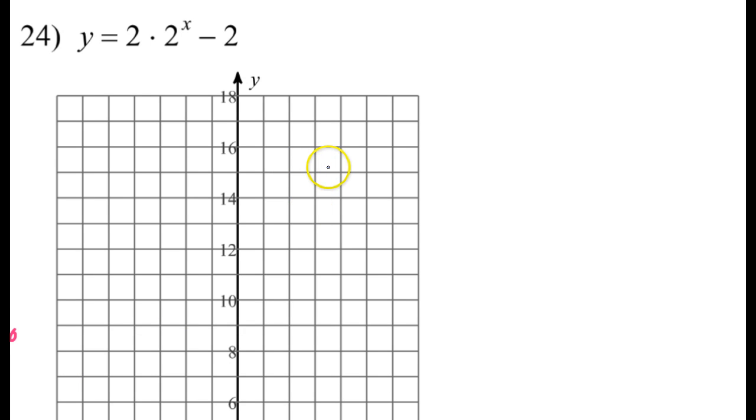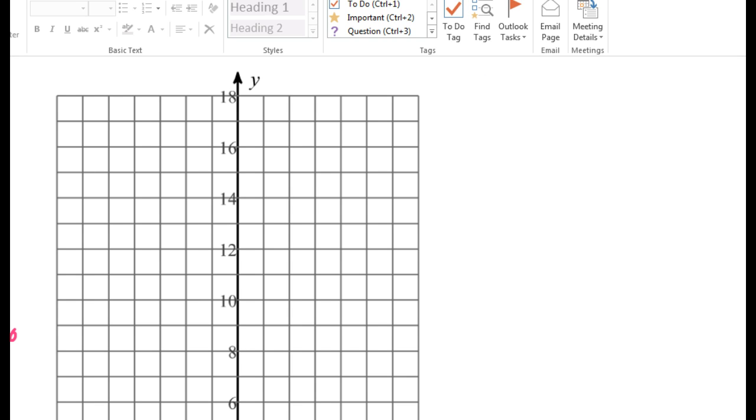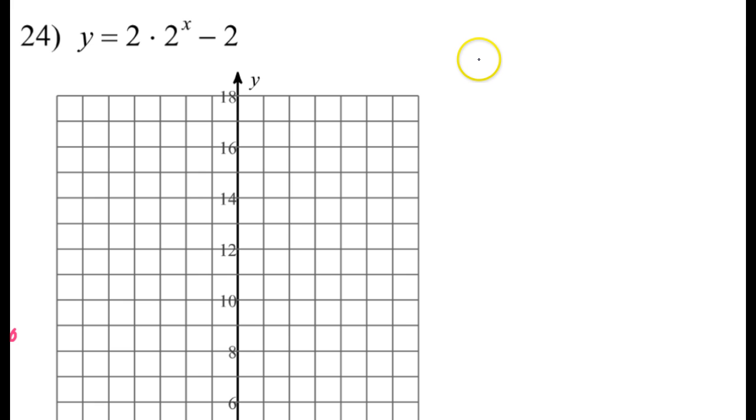Okay, so let's graph problem number 24. Let's go ahead and get our table of values going up. That's going to be too big. That ink is too much. It's overwhelming and not necessary. So here's our table of values.